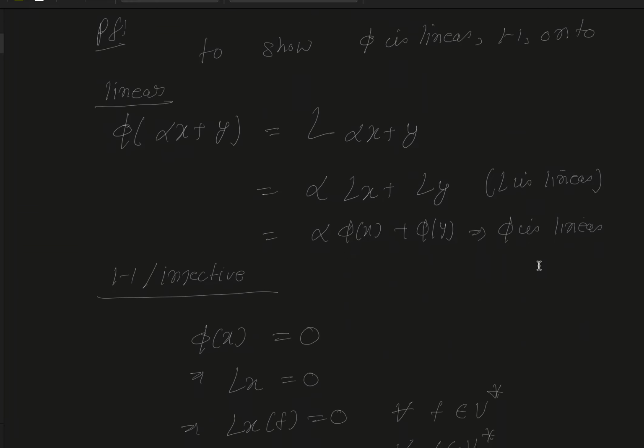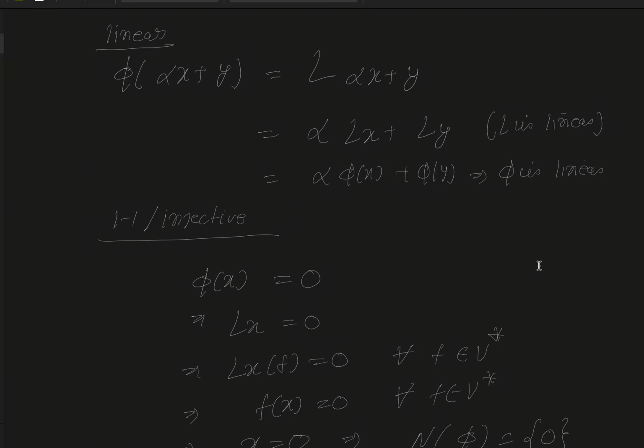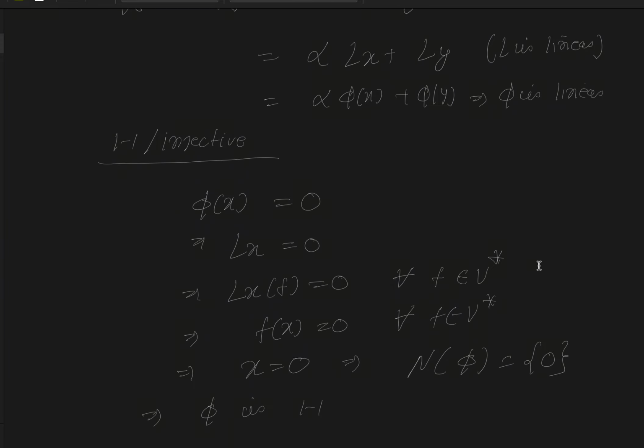Then I had to prove that phi is 1-1 or injective. If you have to prove anything as 1-1 or injective, all we need to show is that its nullity contains only the zero element, that is phi of x equals 0 if and only if x equals 0. So that is what we will prove, that the nullity has only the zero element. So we assume that phi of x equals 0, and then we will prove that x equals 0.